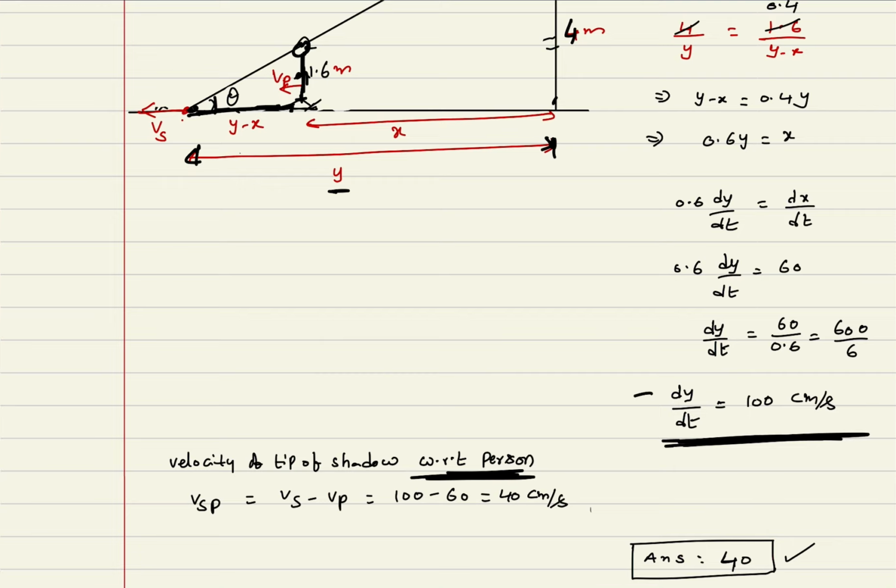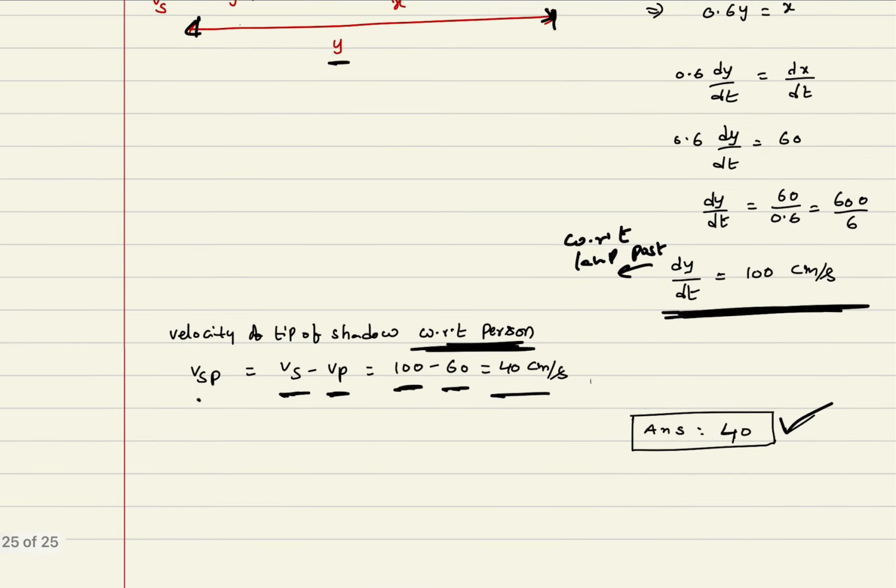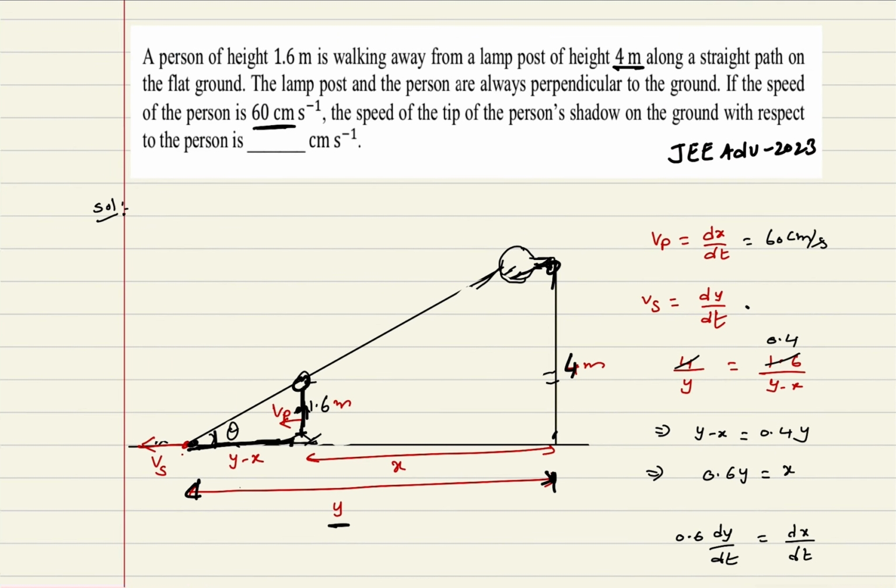But they are asking the velocity of the tip of the shadow with respect to the person. So this dy by dt is with respect to the post, the lamp post. Now you want it with respect to the person. Now we can write the velocity of the shadow with respect to the person: velocity of shadow minus velocity of the person. Velocity of the shadow with respect to the post is 100. Velocity of the person is 60. We will get 40 centimeter per second. As per this, 40 is the answer.